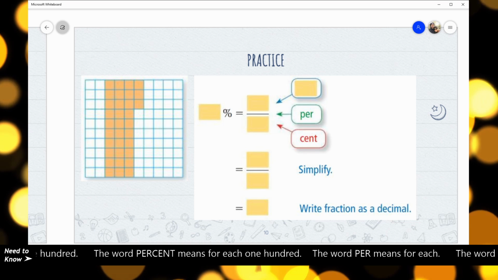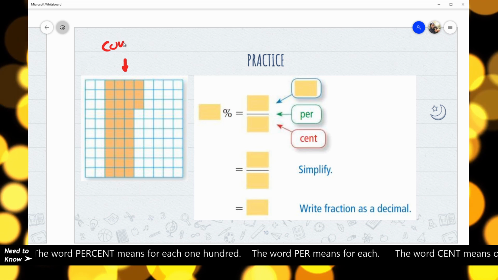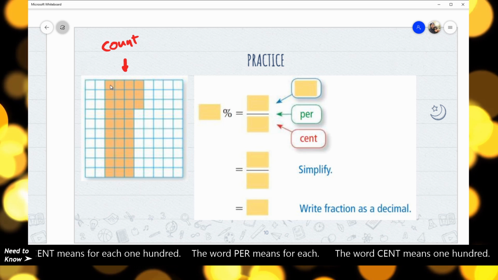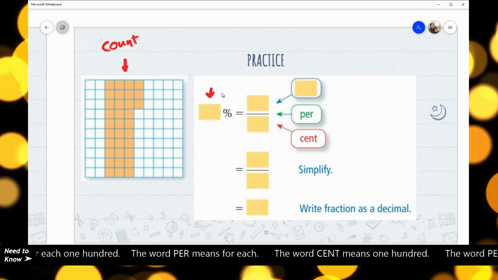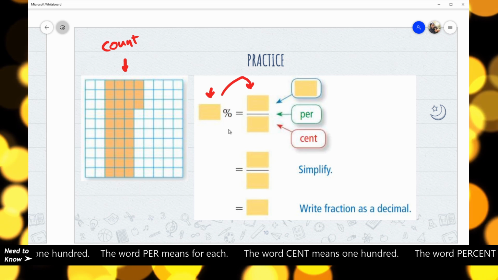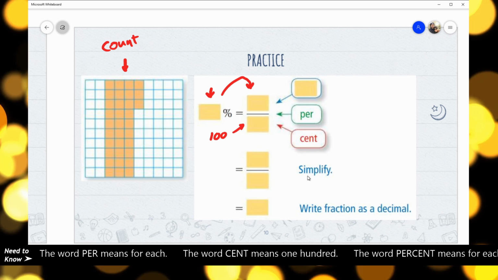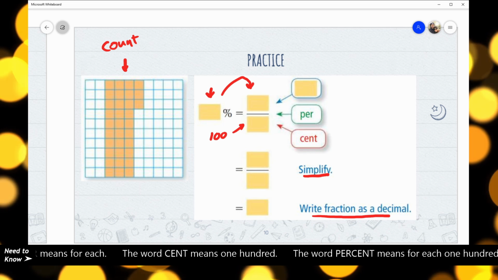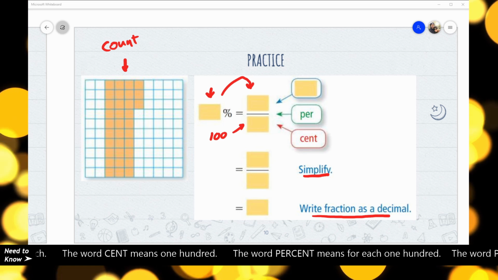So what you're going to be doing is step 1, you're going to count how many parts there are in the model. You're going to count all those yellow squares. That number is going to go here. That number then becomes the numerator. The denominator is always a 100. Then you simplify and then write that fraction as a decimal. You're going to do that on about 4 slides.